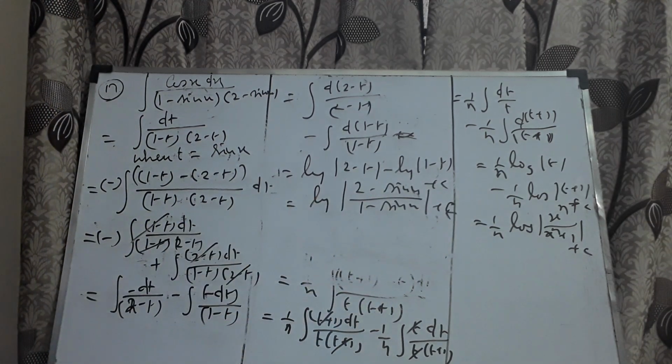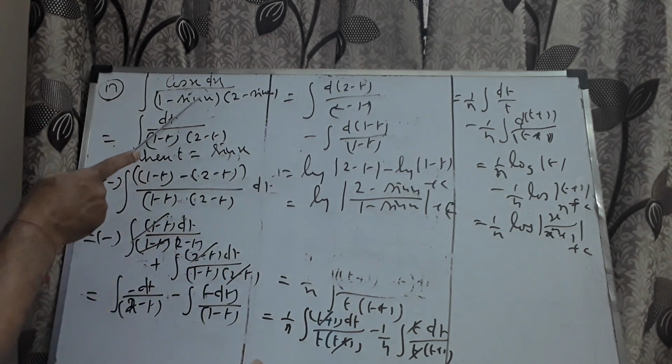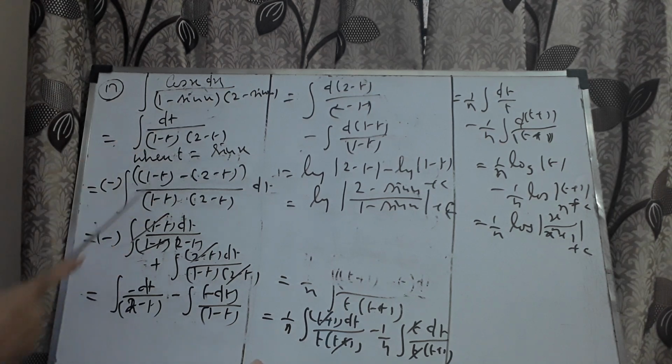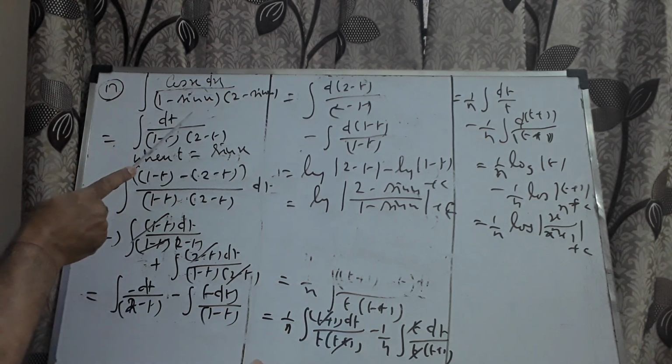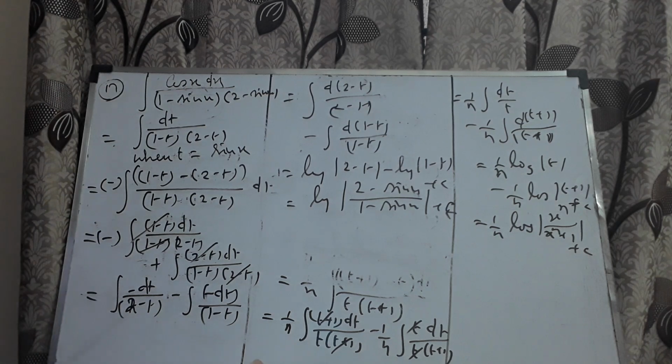I'll explain the whole thing once again quickly. It is not at all difficult. If you replace t by sin x, dt is cos x dx. Now the second step is dt by 1 minus t into 2 minus t. The numerator can be written as 1 minus t minus 2 minus t. Minus t plus t gets cancelled. 1 minus 2 is minus, and to compensate, multiply one more minus sign outside.